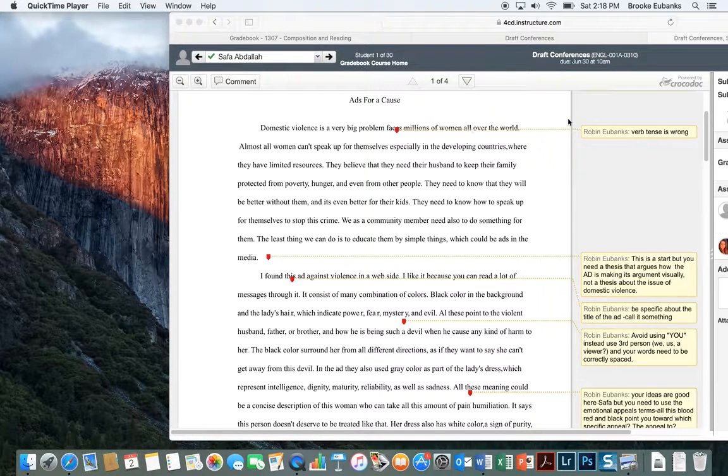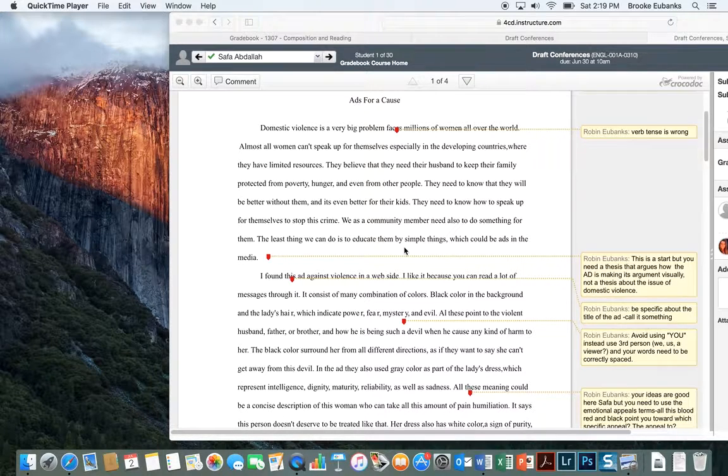So what this little red dot means is there's a comment over here, here's my name, and sometimes I'll get very specific, such as here, your verb tense is wrong. "Domestic violence is a very big problem, faces millions of women all over the world." It should be "facing women all over the world." We try to avoid -ing verbs in English because most often they give us problems.